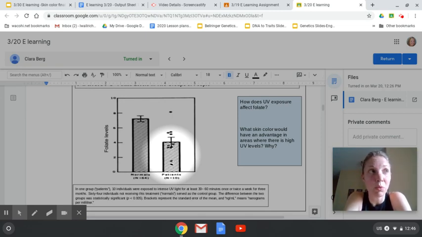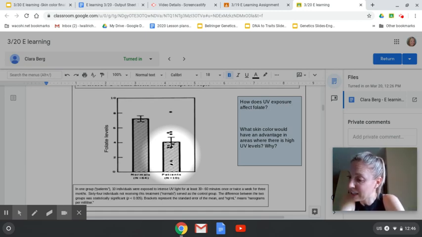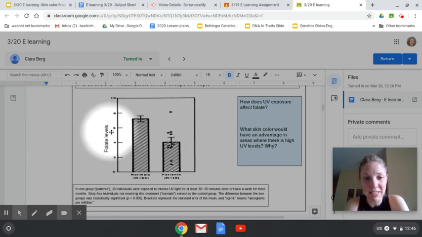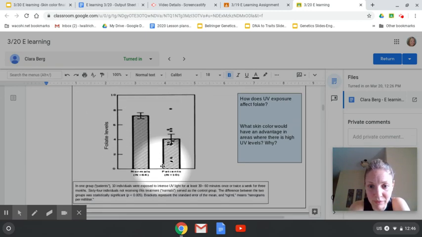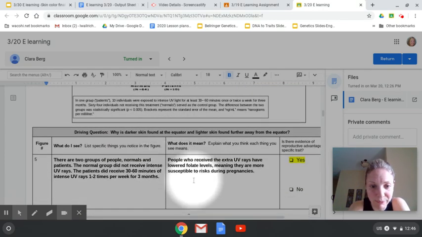So you're thinking, where is there high UV? At the equator. And where are folate levels low? At the equator. So you're probably thinking that this has an effect on people at the equator. Okay, let's go on to the next one.